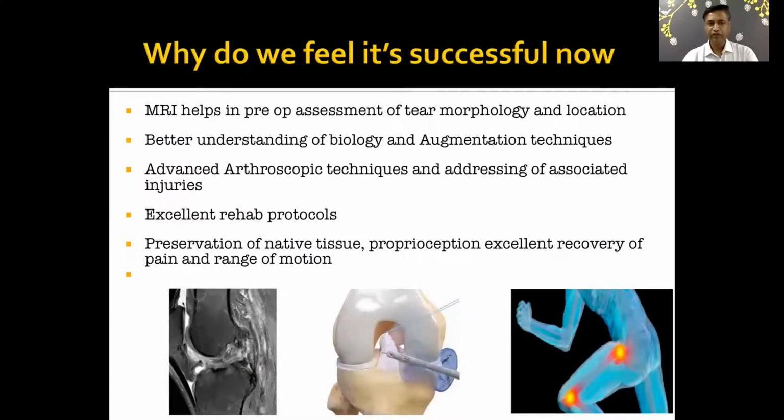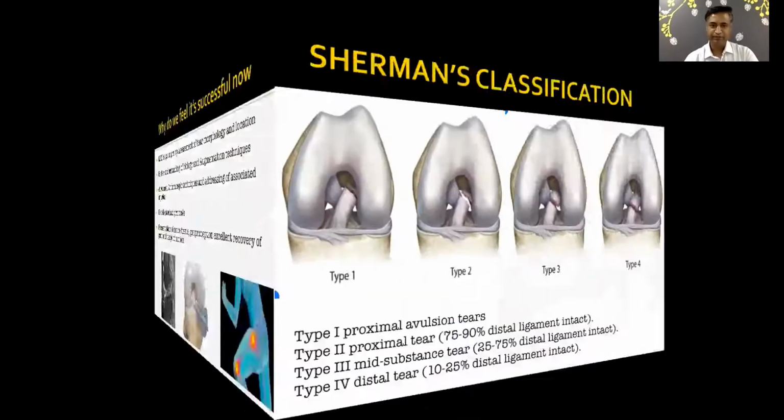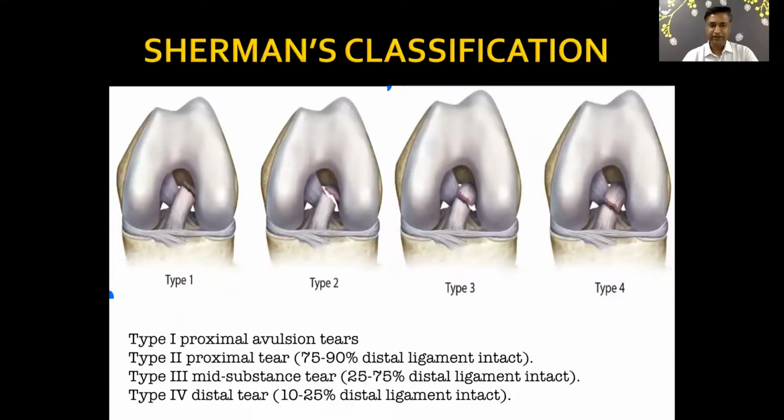So now we have advanced MRI, with which before surgery we are able to understand the tear morphology and tear location, and we also have a very good understanding of the biology and various augmentation techniques which can help your ACL to heal. The advanced arthroscopic techniques have definitely made this procedure very successful, along with the excellent rehab protocols. Preserving the native tissue, which has excellent proprioception, will definitely give good pain relief and excellent range of movement.